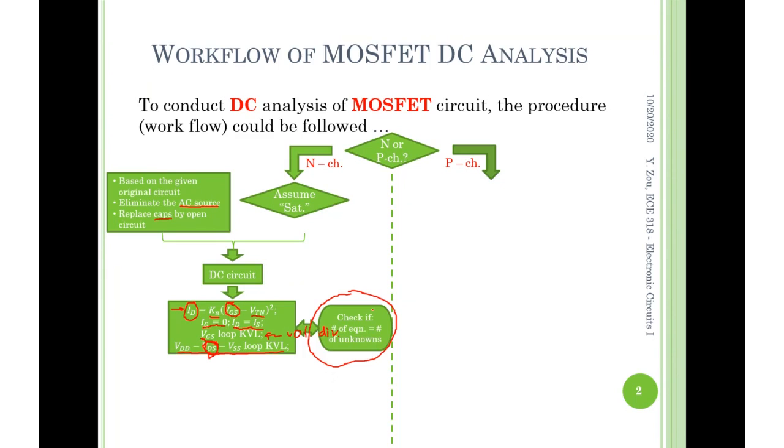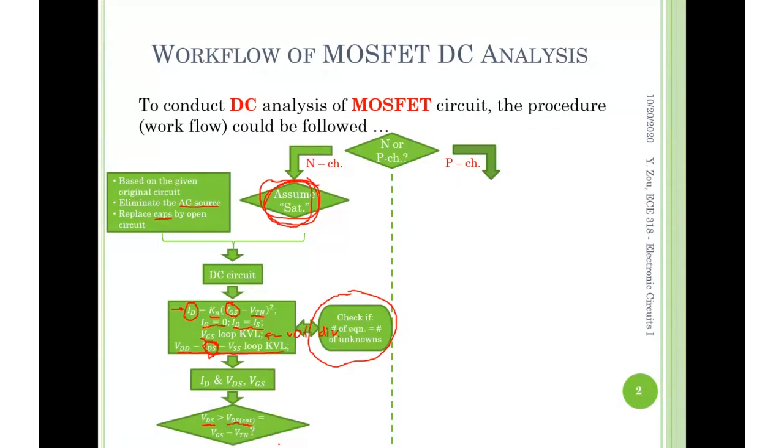Once you have the same number, you can go ahead and conduct the algebra to find, once again, ID, VDS, and VGS. And after obtaining them, what's next? Checking, right? Because everything so far is based on the assumption up here, so of course you need to check. How to check? Compare the VDS value with the VDS saturation value.